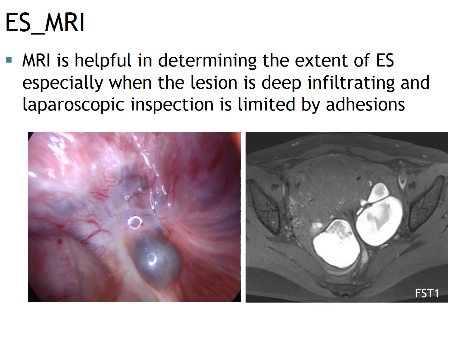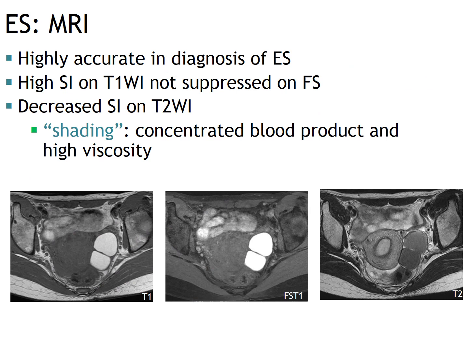MRI is helpful in determining the extent of endometriosis, especially when the lesion is deep infiltrating and laparoscopic inspection is limited by adhesions like this case. MRI is highly accurate in diagnosis of endometriosis because it typically shows high signal intensity on T1 weighted image, not suppressed on fat suppressed image.